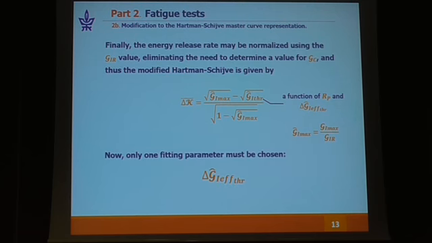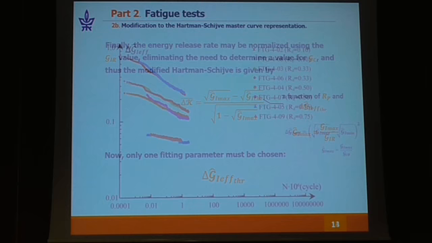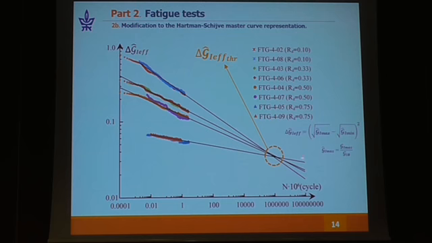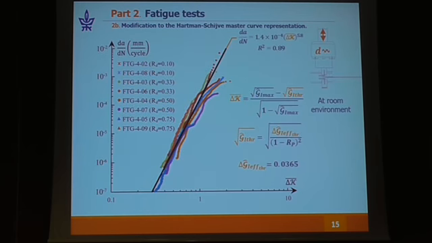And now, only one fitting parameter must be chosen, which is delta G1 effective threshold. And if we assume that the behavior I showed you before is actually happening, then I can plot delta G1 effective with respect to the cycle number on a log-log scale, draw straight lines through the data, and this point, the interception point, is actually delta G1 effective threshold. As you may see here, there's no clear interception point, but it's somewhere in the range between 0.03 and 0.04. So I can take this and plot the master curve, which is the ADN versus delta K bar.